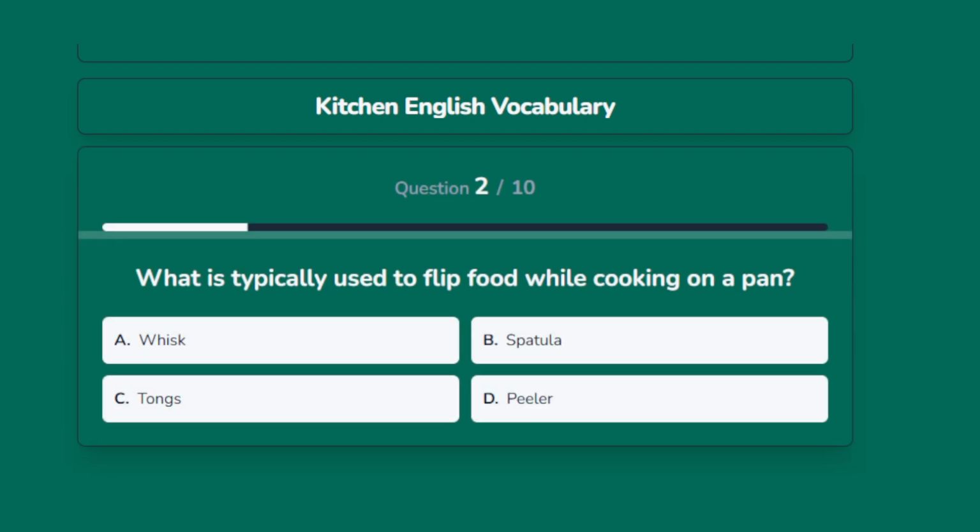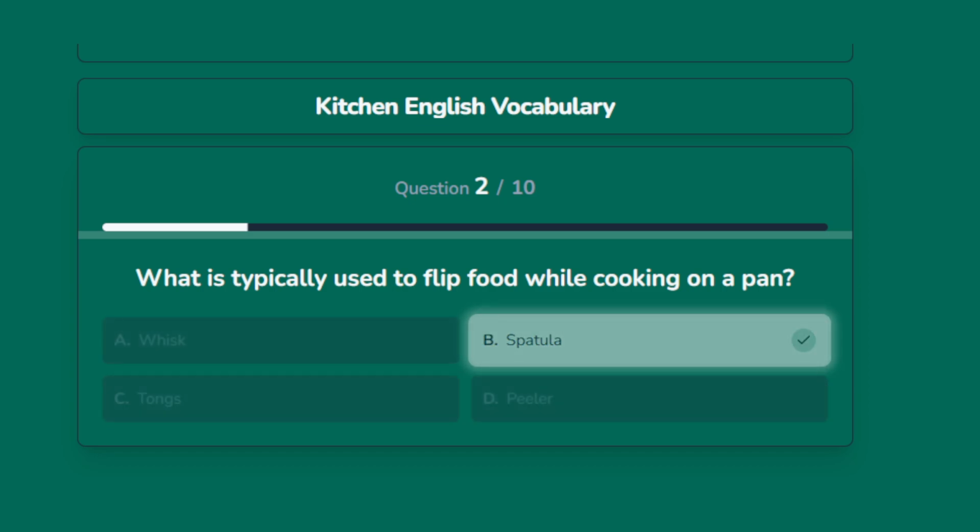What is typically used to flip food while cooking on a pan? Options are A. Whisk, B. Spatula, C. Tongs, D. Peeler. The correct answer is spatula.